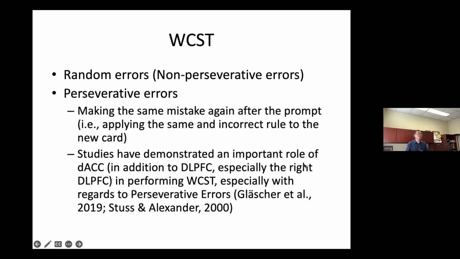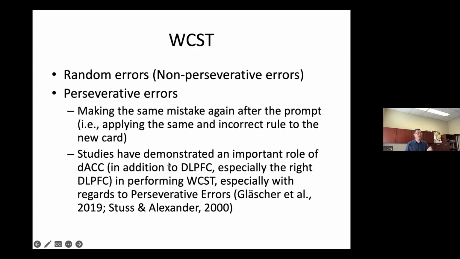In the Wisconsin Card Sorting Test, there are of course different measurements. Most commonly used are two types of errors. One is called non-perseverative errors, which means they just randomly make mistakes. Another one is perseverative errors. This one is very interesting: if they make a mistake and are told they have made a mistake, but they just refuse to change, they will make the same mistake again. Compared to the first one, which is random error, where you have to try and find out the rules, so you make random errors.